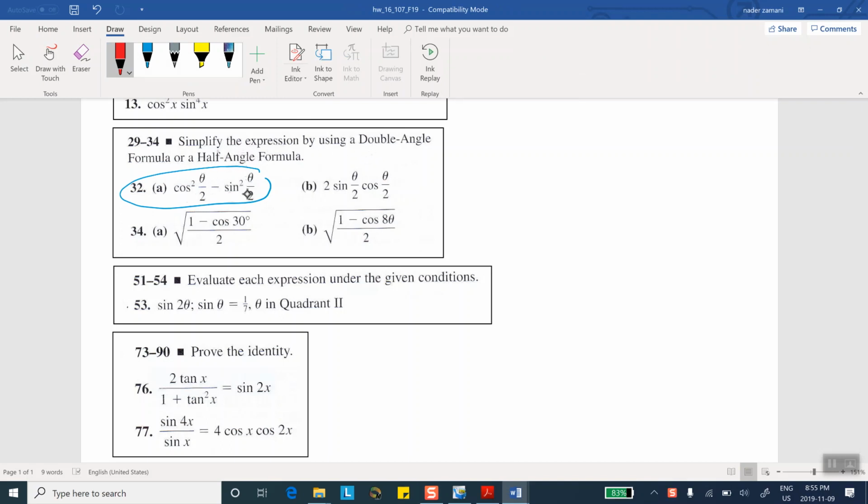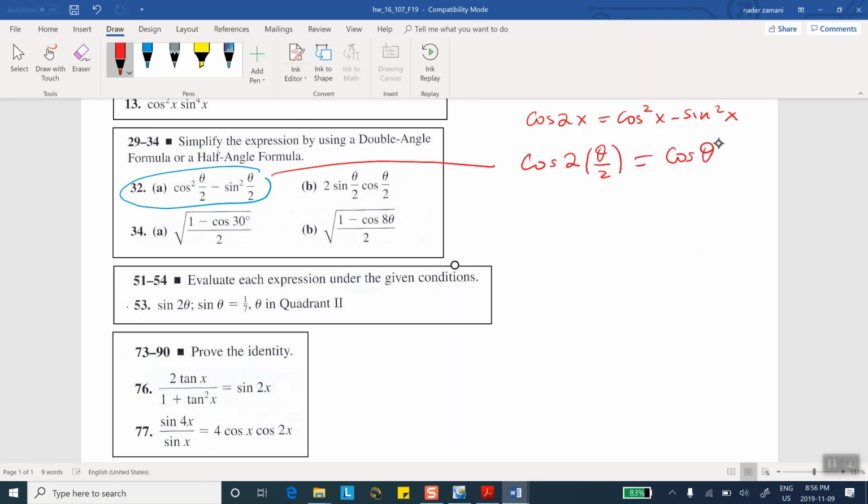Now, let me remind you that we had a formula which said cosine of 2x is equal to cosine squared x minus sine squared x. When you look at this and compare it to what I have there, the answer to that is cosine of 2 times theta over 2, which is cosine of theta.